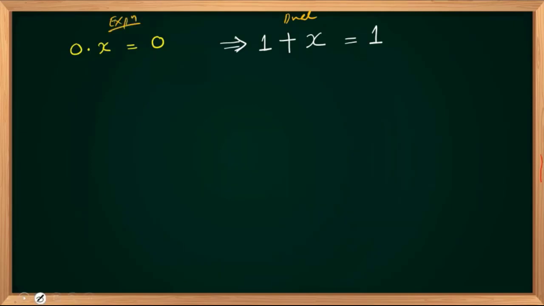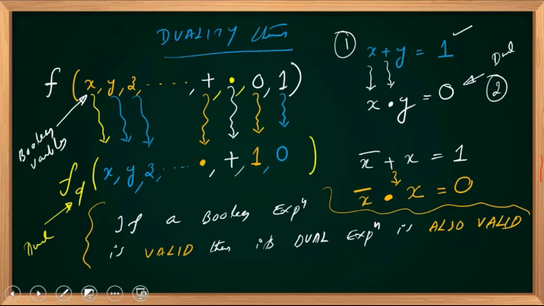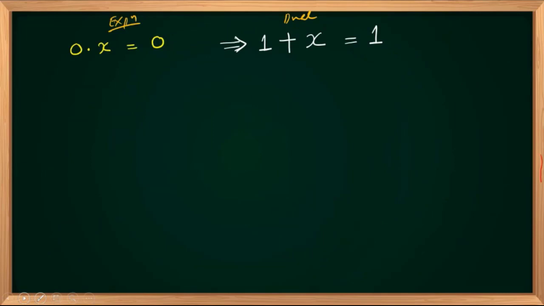So what we said in the last slide is that if a Boolean expression is valid, then its dual expression is also valid. We took a valid expression and understood that the other expression, 1 plus x, will be 1 itself. If you are adding logic 1 with any Boolean variable, the result will be 1 itself. Similarly, another simple expression is 1 dot x, which will be equal to x itself.